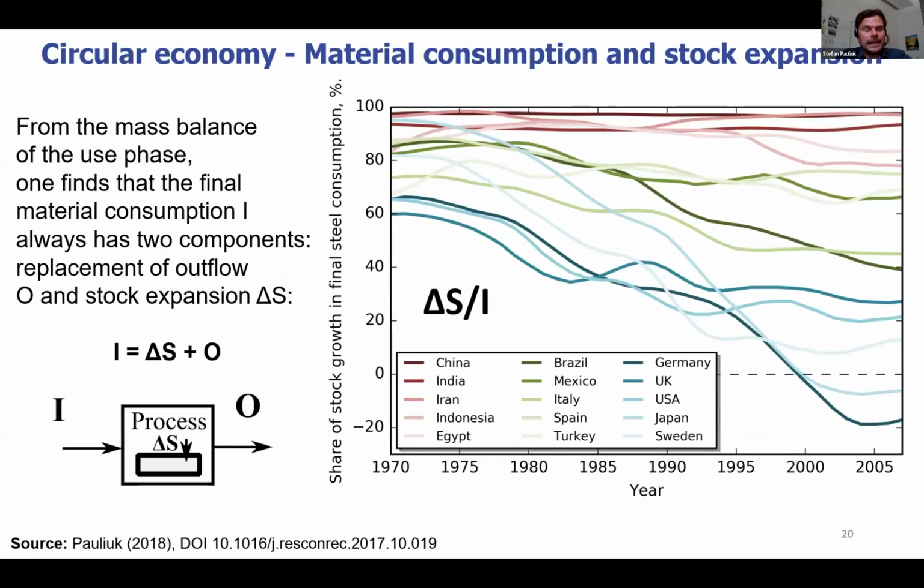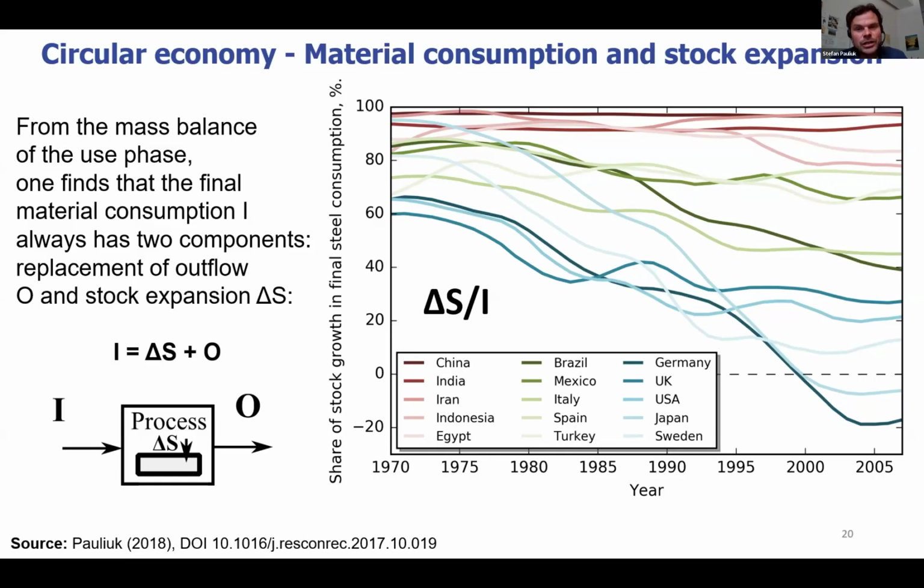For example, a crucial limit to the circular economy is expanding material stocks. If you expand your stocks, you cannot do it from recycling. Expanding means the stuff must come from the outside. So here we have a simple mass balance equation. Every inflow of materials is either expanding stocks or it's replacing demolition, it's replacing outflow. And the ratio of stock growth to input varies a lot across countries. The red countries here for steel, they're not circular at all.